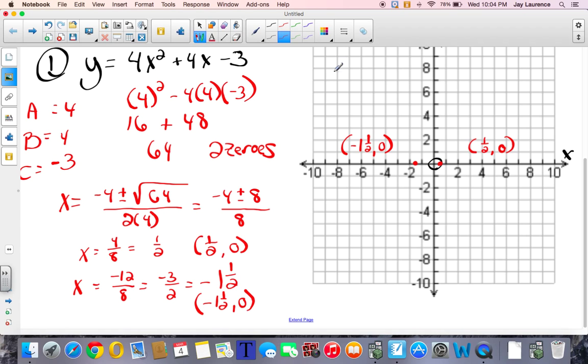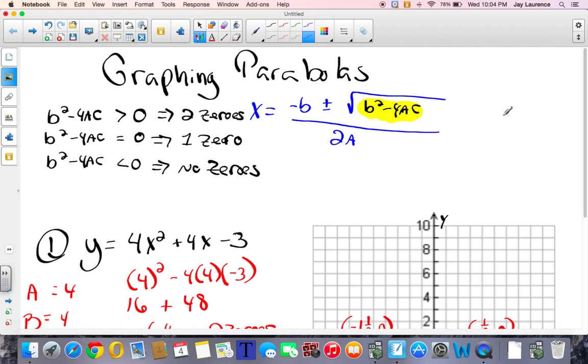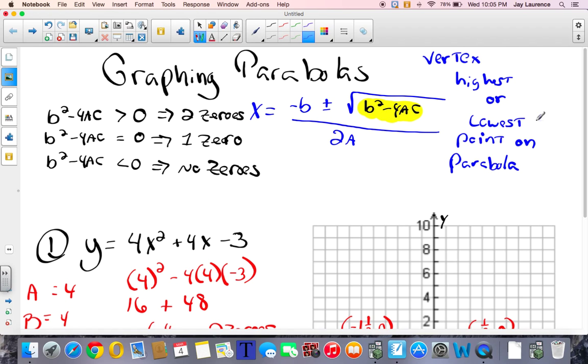Okay. Now we have two zeros, but we need the vertex. Vertex, very important. The vertex is the highest or lowest point on the parabola. Highest point would be like that. Lowest point would be like that.